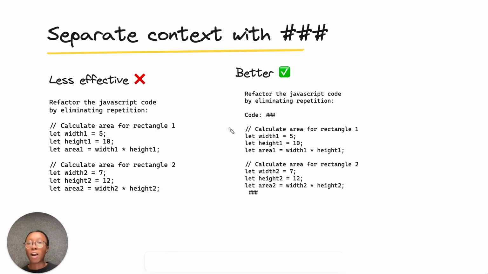Next is separating context with a delimiter. Here I have the hashes. You can really use anything that you would like. I think the hashes work well. So the less effective version, you have basically the same prompt, but all of the code that you want to update is kind of jumbled in there. The better version, you're separating instruction and the context. And as you use more advanced models of AI, some of these rules may not necessarily be necessary, but as a general rule, if you are stuck with a base model, or if you're using one of the earlier models, these can help ensure better outputs.